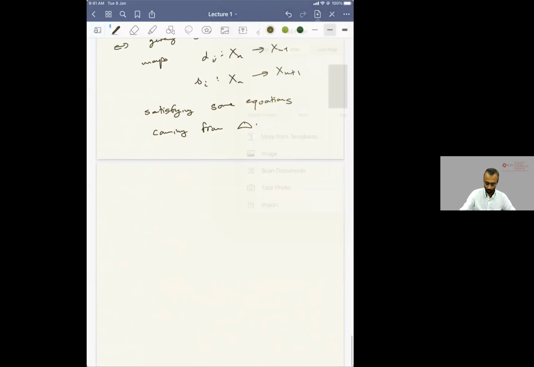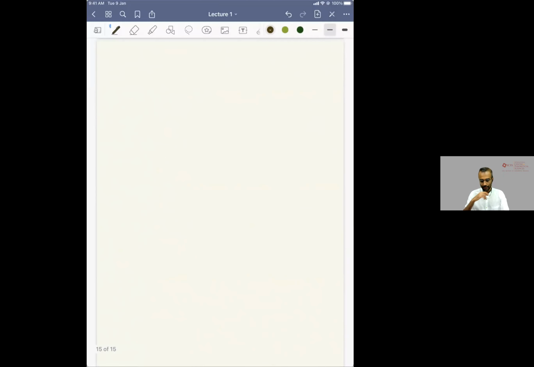Okay, so why am I saying all this? Well, because there is a construction that takes an abstract n-simplex and produces a geometric n-simplex.